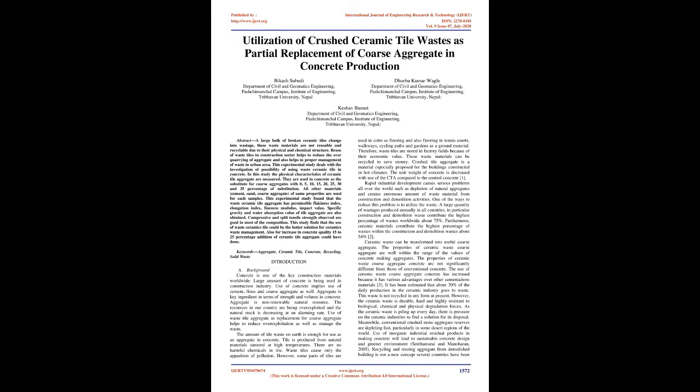This experimental study deals with the investigation of the possibility of using waste ceramic tile in concrete. In this study, the physical characteristics of ceramic tile aggregate are measured. They are used in concrete as the substitute for coarse aggregates with 0, 5, 10, 15, 20, 25, 30, and 35% of substitution. All other materials, cement, sand, and coarse aggregate, of the same properties are used for each sample.